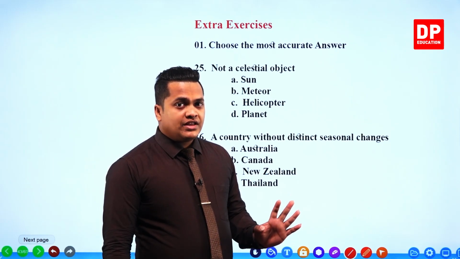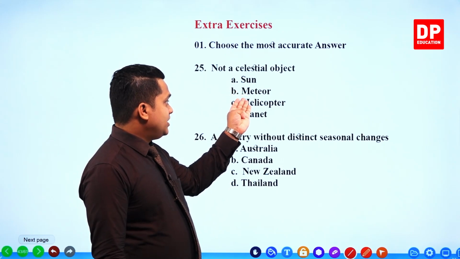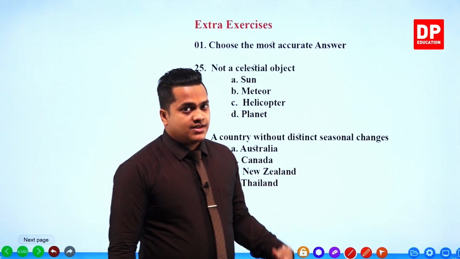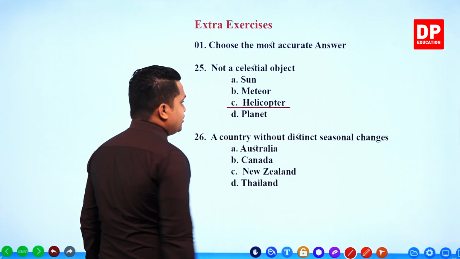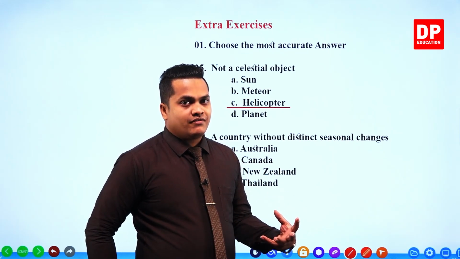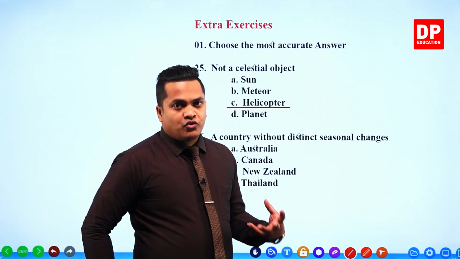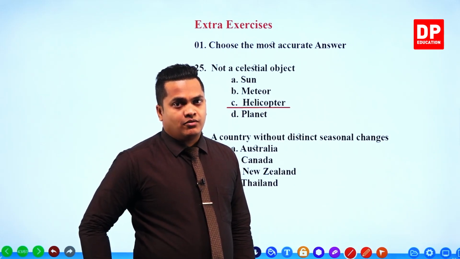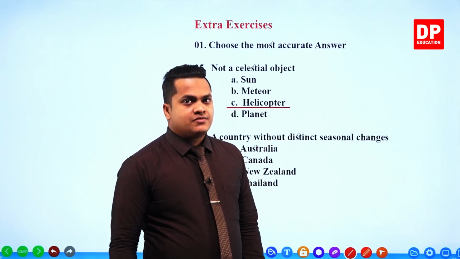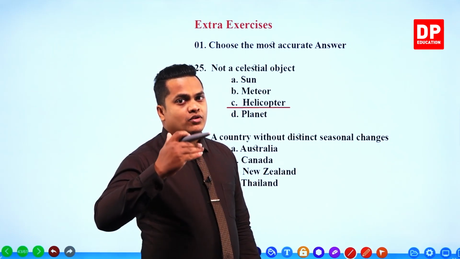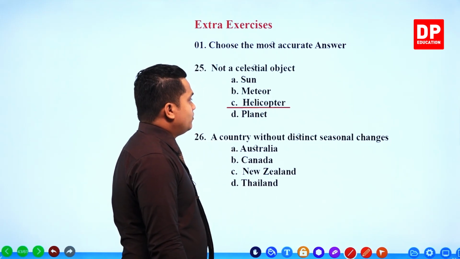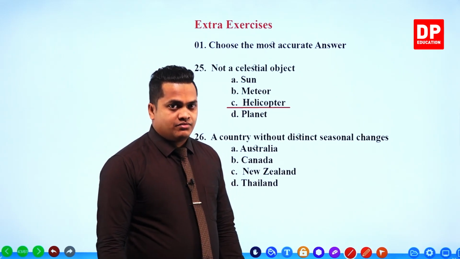Right? Now if you see sun, meteor, helicopter and a planet, all of these things can be observed within the sky. However, my dear children, helicopter is within the range of our atmosphere. It's not going to pass 100 kilometers of altitude. So therefore, helicopter cannot be considered as a celestial object. Celestial object means it should be located within space. Space in the sense here, it should be way greater than 100 kilometers from the Earth's surface. So helicopter is the one which cannot be considered as a celestial object.